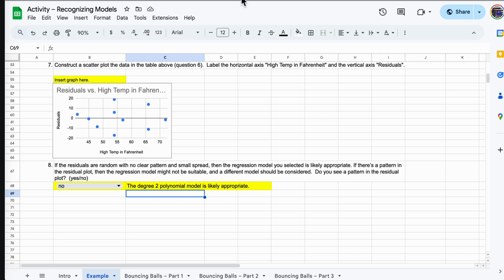All right, so now you should be able to move on to the analysis for bouncing balls 1, 2, and 3.